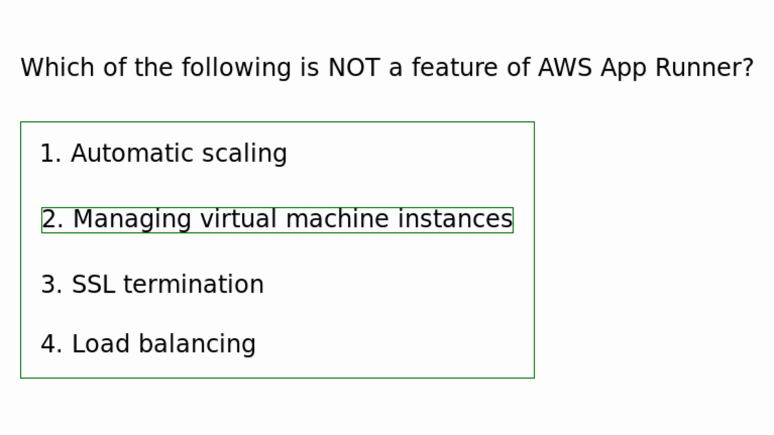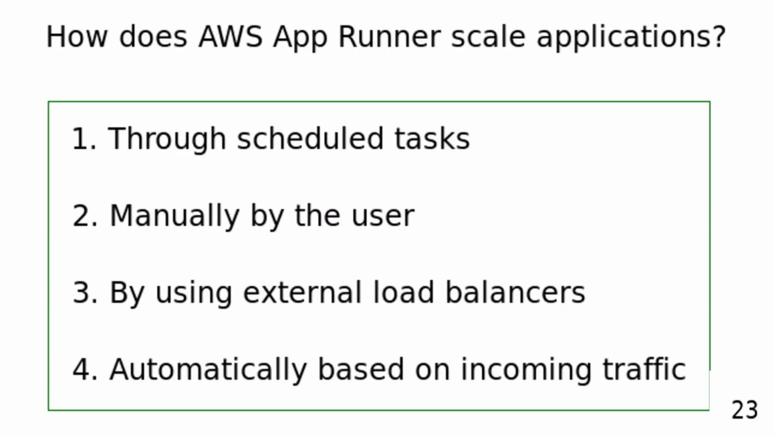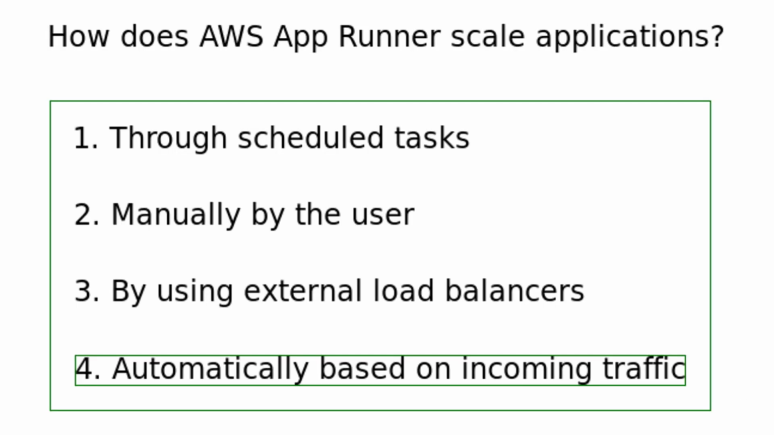How does AWS App Runner scale applications? Through scheduled tasks. Manually by the user. By using external load balancers. Automatically based on incoming traffic. AWS App Runner automatically scales applications up and down based on incoming traffic, ensuring that they can handle varying loads efficiently.